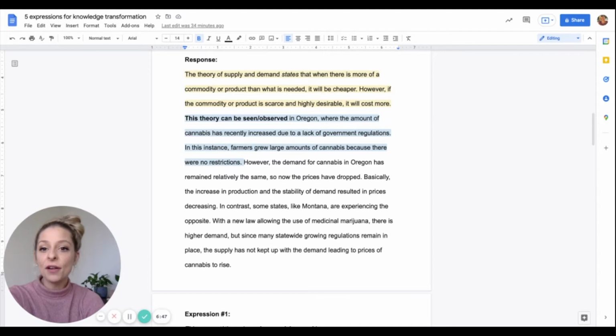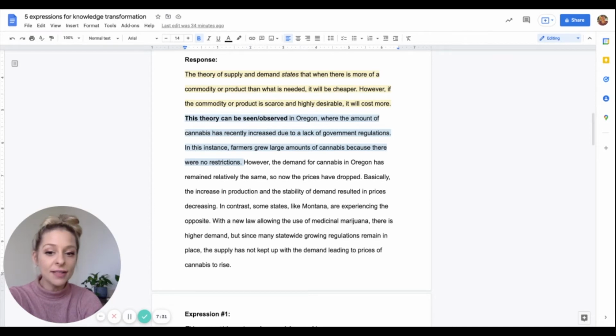We say, the theory of supply and demand states that when there is more of a commodity or product than what is needed, it will be cheaper. However, if the commodity or product is scarce and highly desirable, it will cost more. This theory can be seen or observed in Oregon, where the amount of cannabis has recently increased due to a lack of government regulations. In this instance, farmers grew large amounts of cannabis because there were no restrictions. However, the demand for cannabis in Oregon has remained relatively the same, so now the prices have dropped. Basically, the increase in production and the stability of demand resulted in prices decreasing.